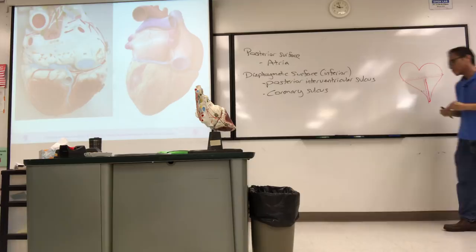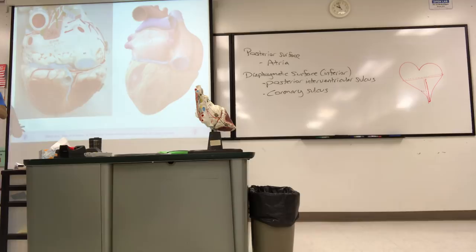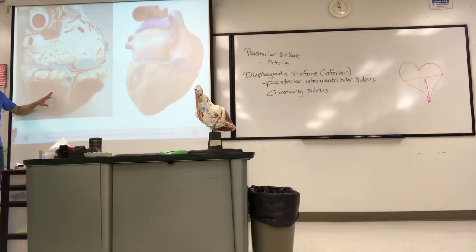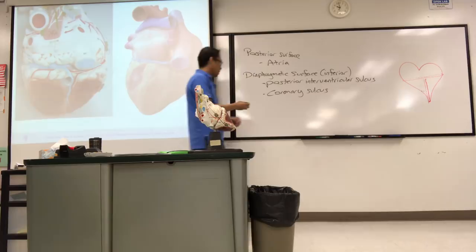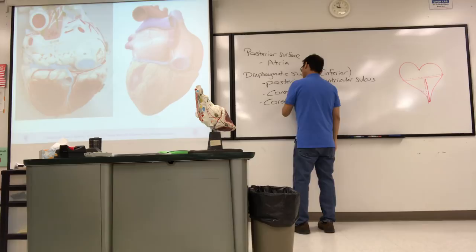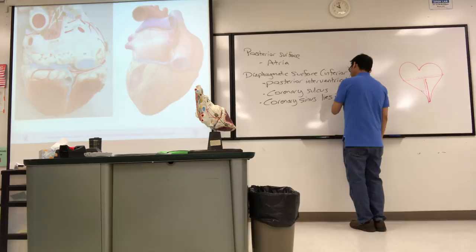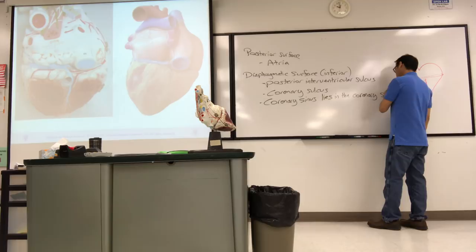Okay, this one here, note the coronary sinus, number 34 on this model. Coronary sinus, it's a vein. It's the one that I said earlier is draining the deoxygenated blood from the myocardium back to the right atrium. The coronary sinus lies in the coronary sulcus. Number 34, right? So I'm writing, coronary sinus lies in the coronary sulcus.